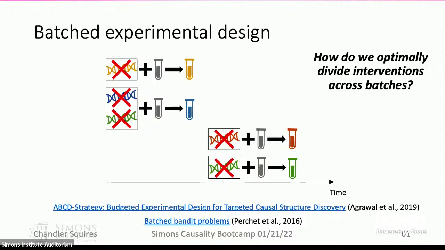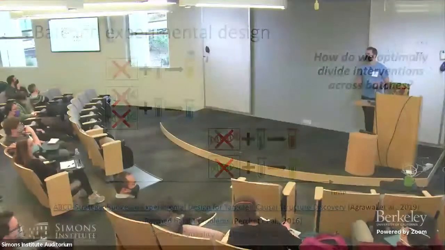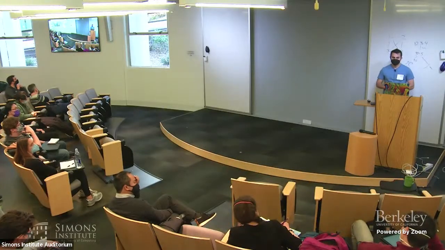I see. Got it. Oh, so the colors correspond to interventions. Yeah, these are supposed to be the knockouts that we're doing. Great.